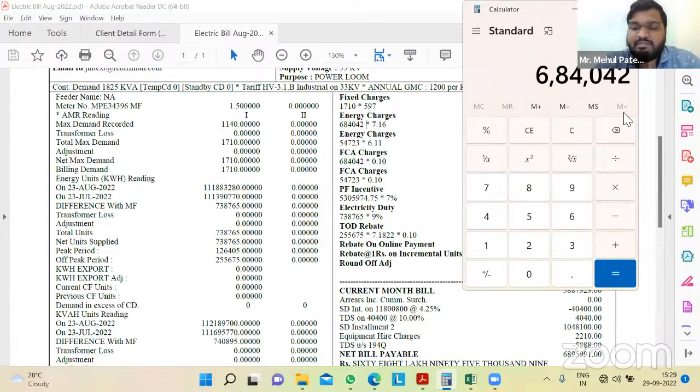This is the monthly consumption, so simply divide it by 30, so you get the total daily consumption. So I'll divide it by 30. You get 22,801 as the daily consumption. So this is your daily electricity energy consumption from grid. I hope this is clear how you got to 22,801. We just divided the total monthly consumption by 30 days.